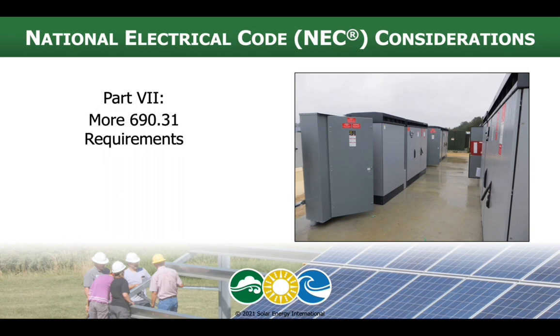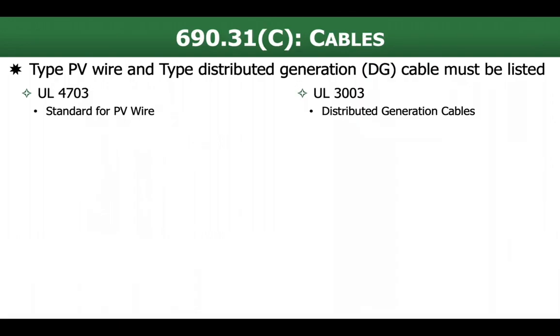Let's continue on with some more requirements for PV system wiring in Article 690, specifically 690.31. We mentioned already PV wire and type DG cable. These have to be listed. You can see the UL standards there, 4703 for PV wire, 3003 for DG, distributed generation cables. PV wire's been around for a while. DG cable's pretty new. We see those in some applications and expect to see them used more and more.